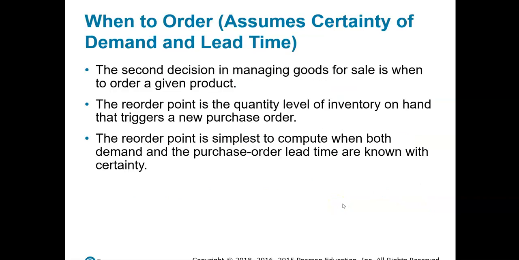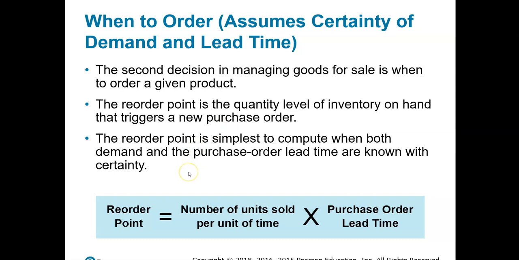So a second decision that managers must make, in addition to the amount to order at any given time, is when to order the product. So we have to look at when we reorder the product. The reorder point is the quantity level of inventory on hand that triggers a new purchase order. So once I reach down to a certain point, I'm automatically going to place a purchase order for the optimal quantity.